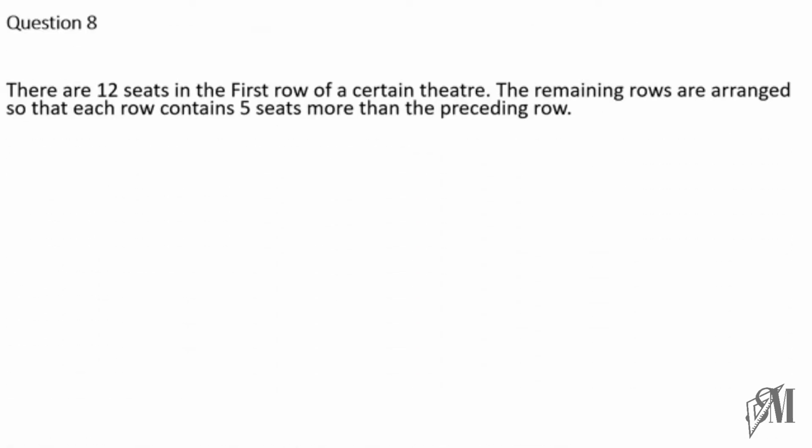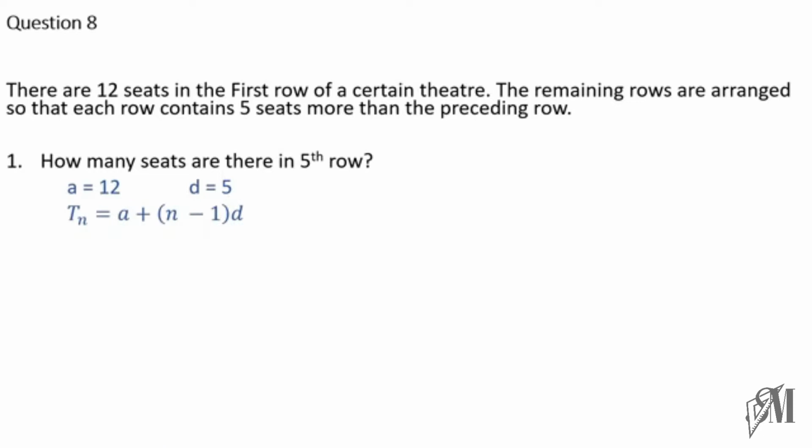Moving on to the 8th question. There are 12 seats in the first row of a certain theatre. The remaining rows are arranged so that each row contains 5 seats more than the preceding row. So 12 in the first row and each row after that has 5 extra more than the previous. So to understand, this is an arithmetic progression where A is equal to 12 and D is equal to 5. To find out the number of seats in the 5th row, we have to find out T5. Once substituted, the value is 32. So there are 32 seats in the 5th row.